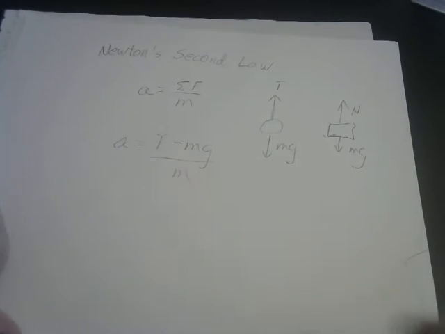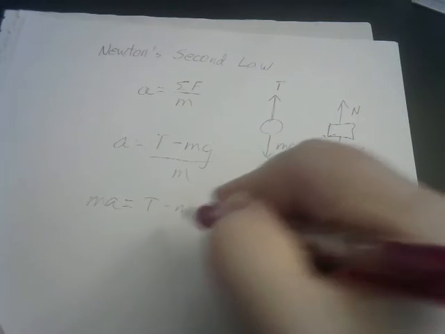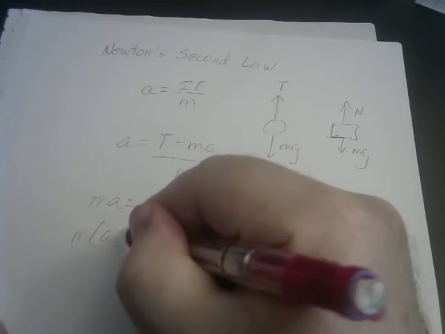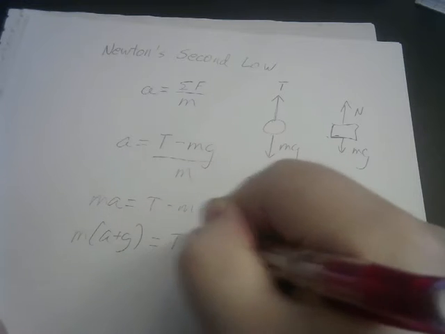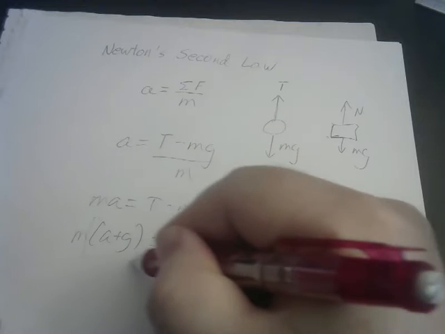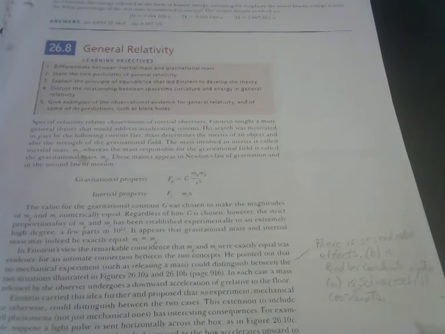Now, we could also write it as ma equals T minus mg, or we could add mg to both sides and we'd have m(a plus g) equals T. Okay, now, is there any profound implication to the fact that I can combine that acceleration plus gravity into the same term? That is the question of general relativity.